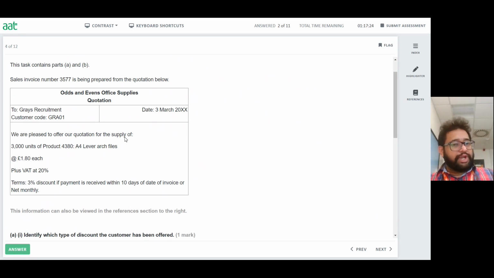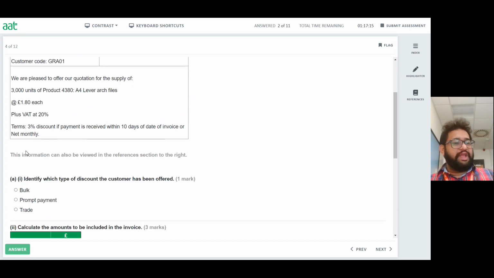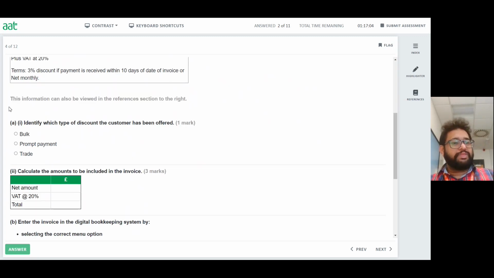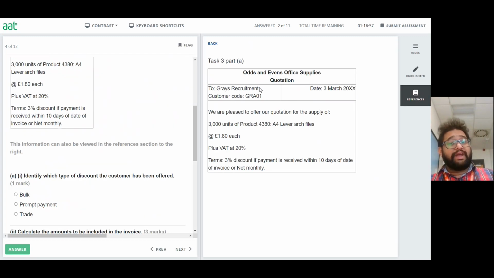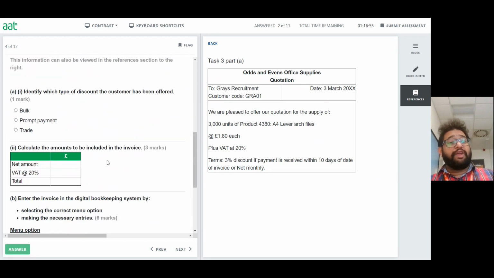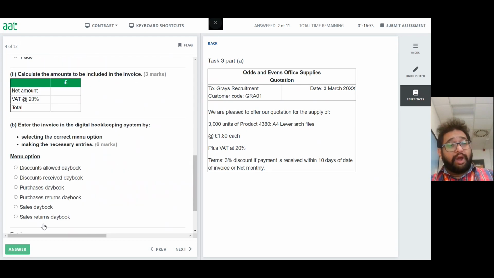We are pleased to offer you a quotation for supply of 3,000 units of product 4380 A4 lever arch files, £1.80 a unit, plus £20 for VAT. Terms: 3% prompt payment discount if received within 10 days of invoice, or net monthly. Net monthly means it will be the end of the next month. This information can be viewed in the references section on the right. If I click on it, the information can be viewed here. You don't have to go up and down when I'm working out the question.